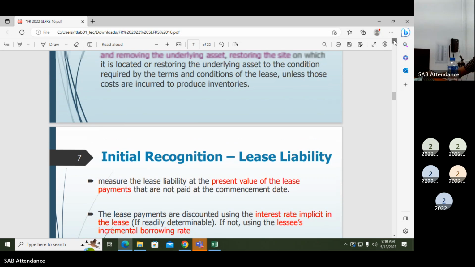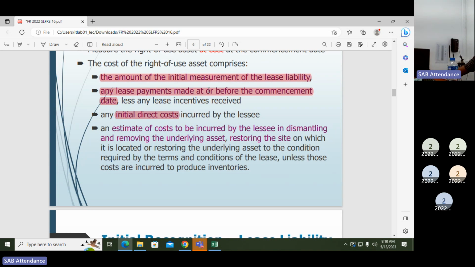So any lease payment paid at or before the commencement date, you credit cash and debit the right of use asset account. That's the down payment. That becomes part of the asset, but not the liability, because that is already paid.